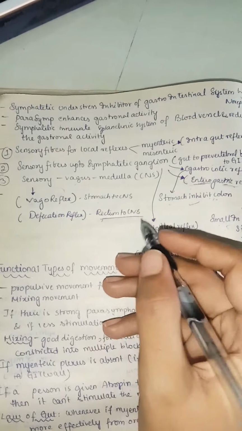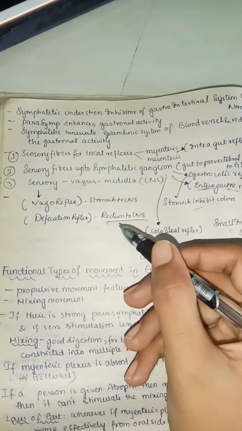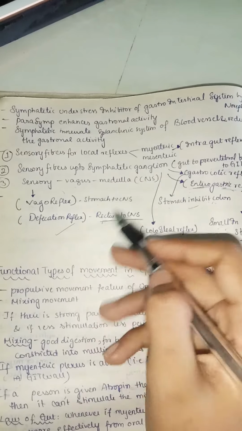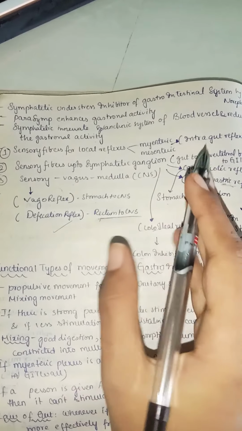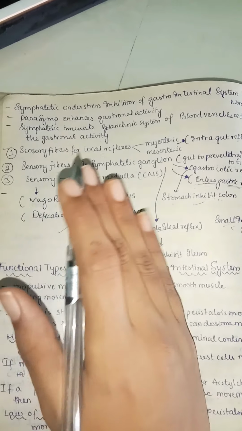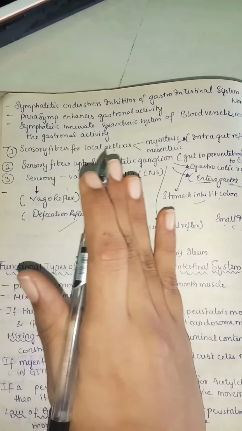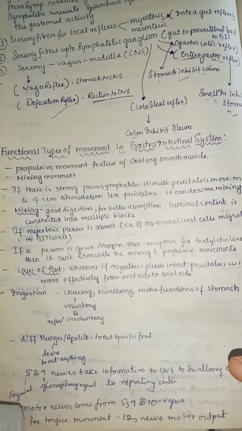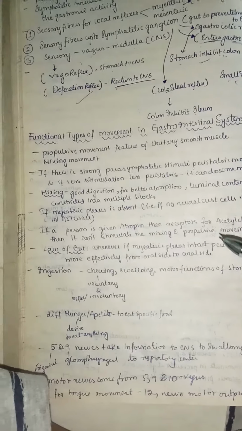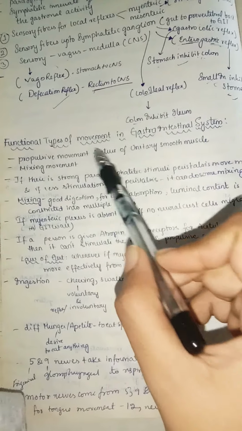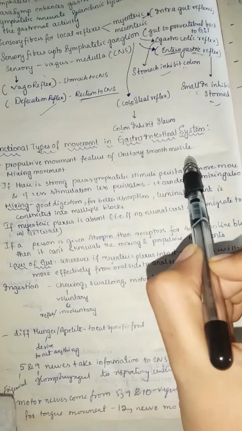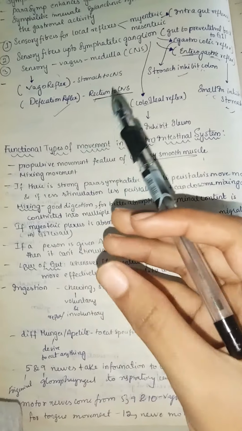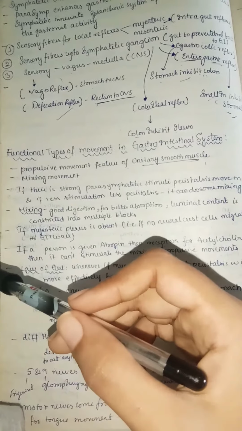Yeah, from the rectum it goes to the CNS and it gives a defecation process. And the vagoreflex is from the stomach to the central nervous system, and again back from the central nervous system to the stomach. So now we will go into the functional types of movement in the gastrointestinal system. So mainly we have the propulsive movement. It's a feature of unitary smooth muscle, as we discussed, the syncytium smooth muscles. So there the propulsive movement, propulsion process also we discussed.